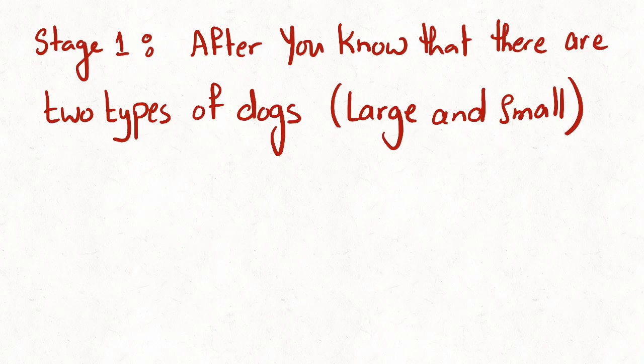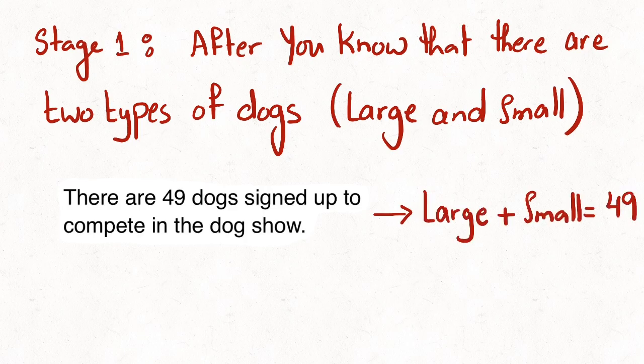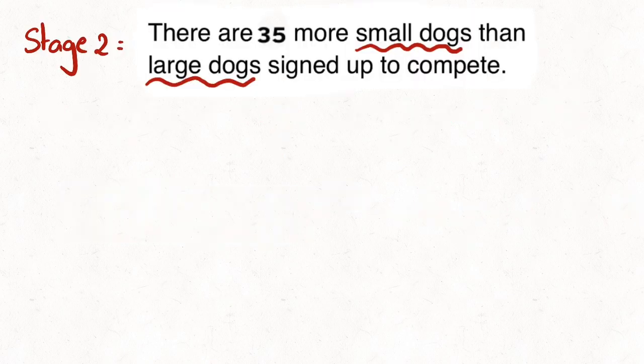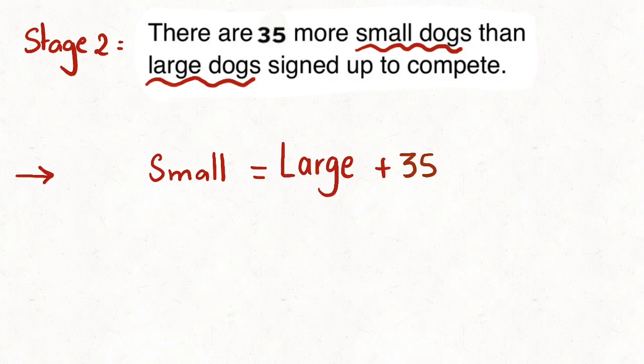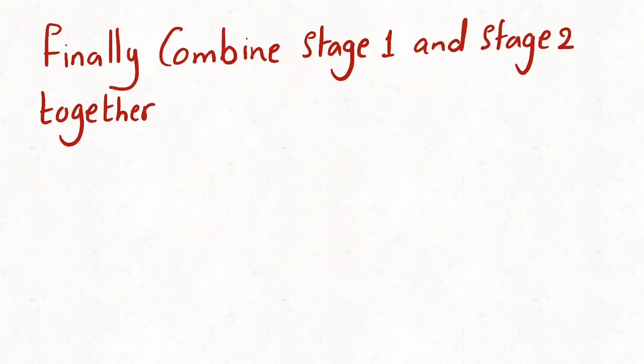Now, let's divide this equation into three stages. The first stage: since you know that we have two types of dogs and the total is 49, you should conclude that large dogs plus small dogs equal 49 in total. Now, we move to the second stage. We try to translate the sentence. He's saying more small dogs than large dogs. This means that small is more than large, and we can say small equals large plus 35.